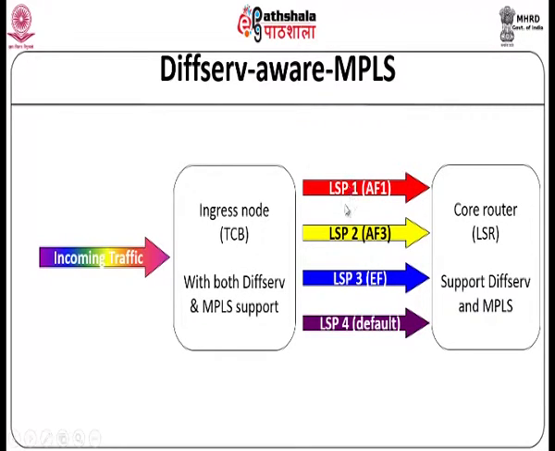Remember we talked about LSPs in MPLS, the setting up of label switched paths, end-to-end paths. So I have LSP1 for AF1, LSP2 for AF3 and so on. So I have actually identified the end-to-end paths that have to be specified. And the core router, which will be your label switched router in the MPLS context, will support DiffServ as well. So you will have support for both DiffServ and MPLS. This combination is able to give very good end-to-end quality of service, and this is what we find being used widely in networks today.